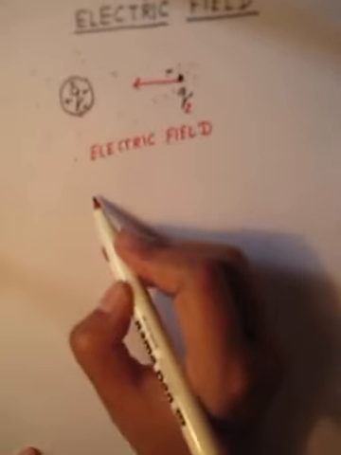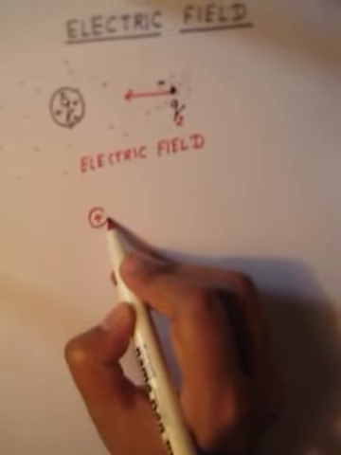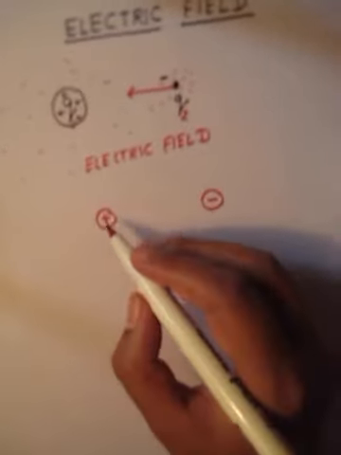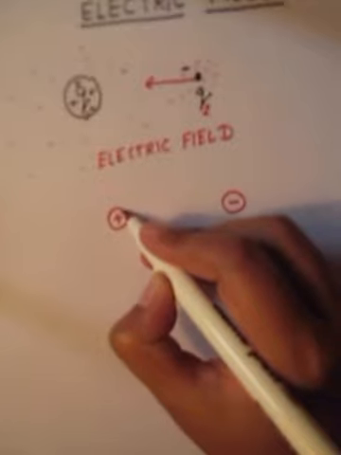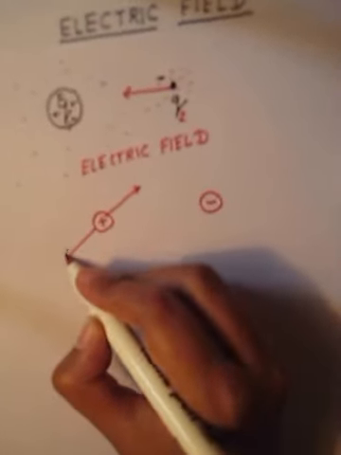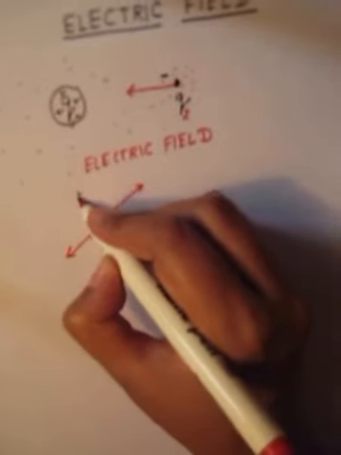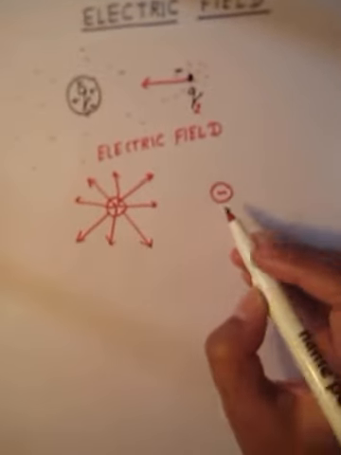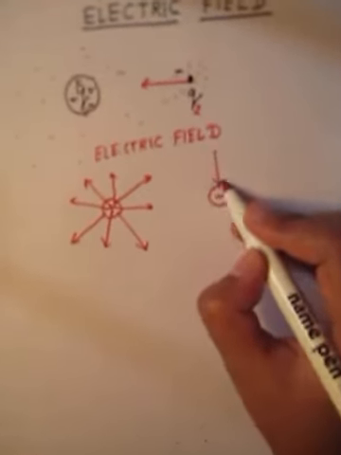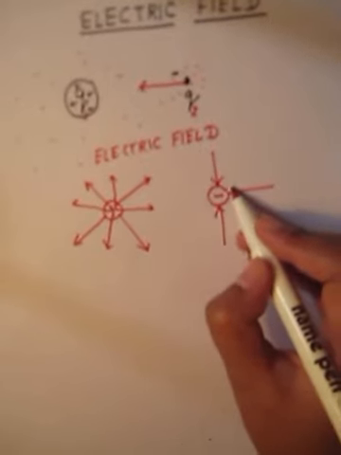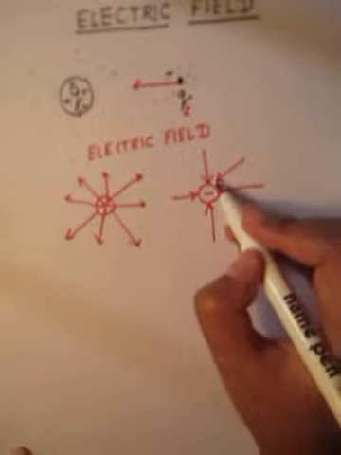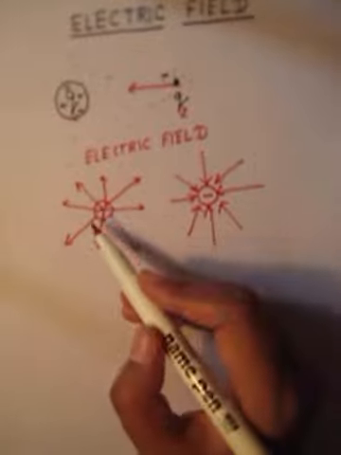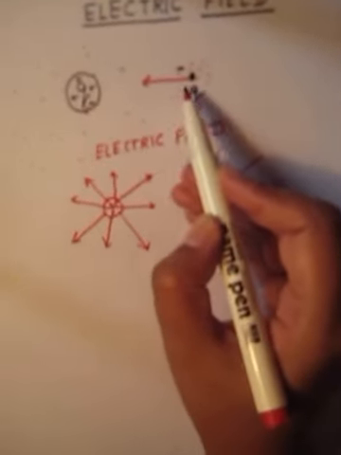So it means that whenever you have any charge, it might be a plus charge or a minus charge, they always have a field around them. And this field is depicted by arrows. For the plus charge, the field is always away from the charge, and for a negative charge, the field is always toward the charge. So, due to this field, a charge feels a force.